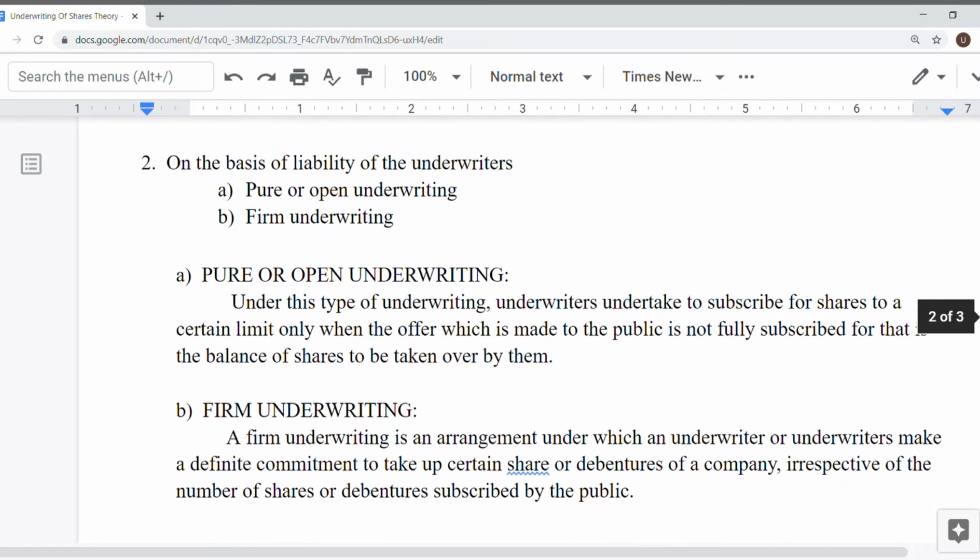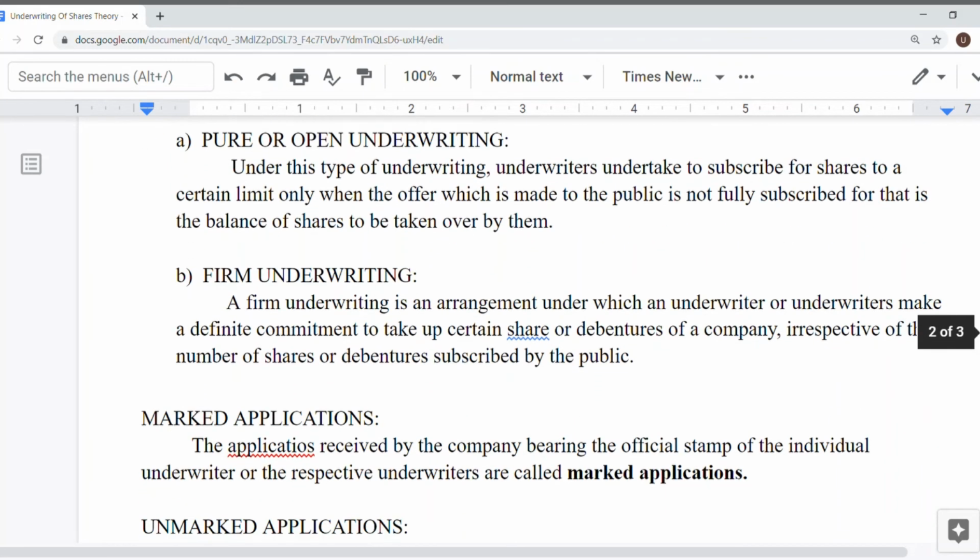So next, on the basis of liability of underwriters. In this you have pure or open underwriting and firm underwriting. So pure or open underwriting is, under this type of underwriting, underwriters undertake to subscribe for shares to a certain limit only when the offer which is made to the public is not fully subscribed for, that is, the balance of the shares to be taken over by them.